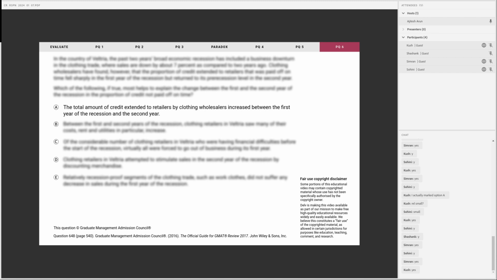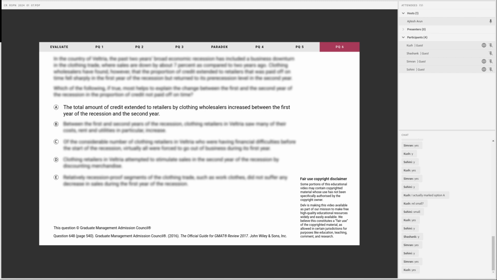So between the first and second year, if more credit has been extended, actually it should lead to more problems. Remember, this is not a certain relationship, but normally the more credit you extend, the more difficulties you will find with your customers in paying it back on time. At a basic level, if you give more credit to your retailers, that's not going to help explain why the retailers are able to pay it back, right?